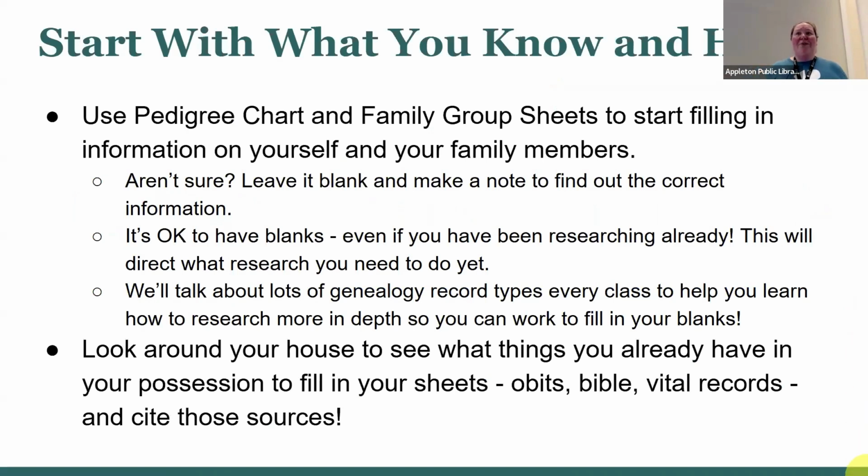So, of course, you might be wondering, well, how do I fill in all this stuff? There's lots of blanks on these, right? So we are going to use our pedigree chart and our family group sheets to start filling in what information we know on ourselves and our family members. So if you aren't sure, oh, I can't really remember the date my parents were married, well, maybe leave it blank, and make a note to yourself on a separate sheet to find out that correct information. Maybe I need to ask my sister, or, oh, I think I know exactly where I can find that marriage date to know for sure that it's the right date in my head.